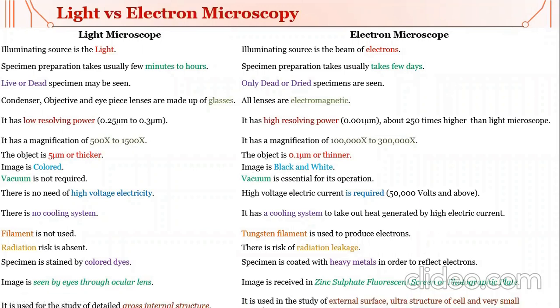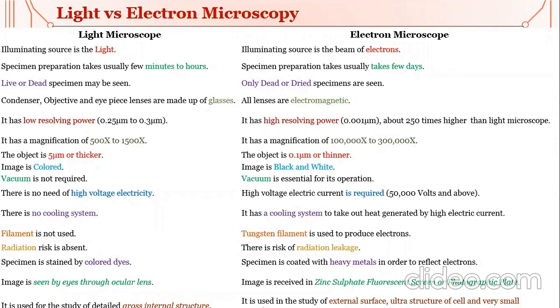The light microscope has lower resolving power, as we are using glass lenses for magnifying. Its resolving power is 0.25 to 0.3 micrometer. But the electron microscope has high resolving power because we are using the electron beam, about 250 times higher than the light microscope. The magnification of the light microscope is 500x to 1500x, but in the electron microscope it increases to 100,000x to 300,000x, which is much higher.